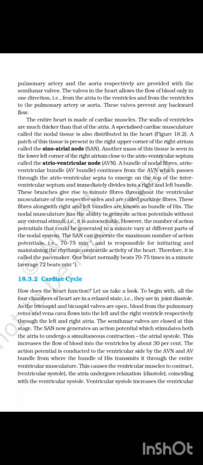A bundle of nodal fibers, the atrioventricular bundle, continues from the AV node, which passes through the atrioventricular septa to emerge on the top of the interventricular septum and immediately divides into a right and left bundle. These branches give rise to minute fibers throughout the ventricular musculature of the respective side, called Purkinje fibers. These fibers, along with right and left bundles, are known as the bundle of His.